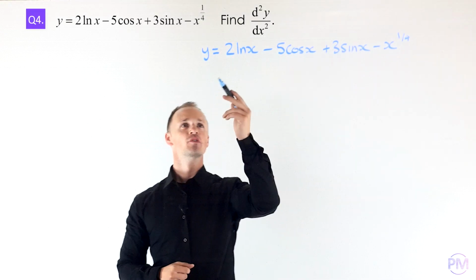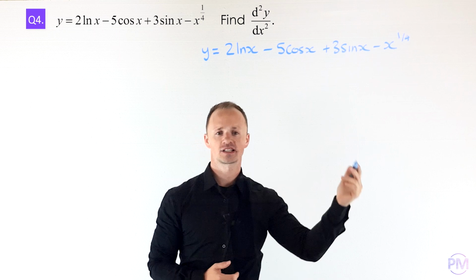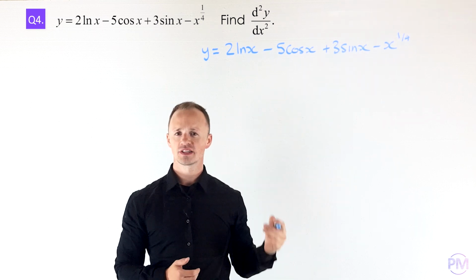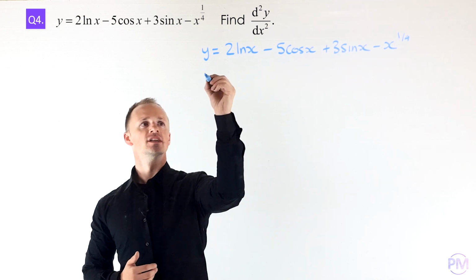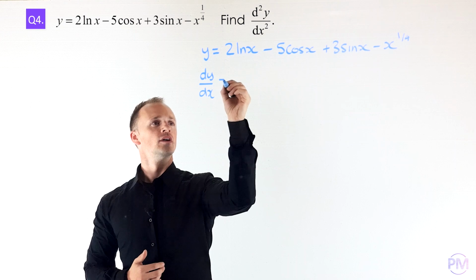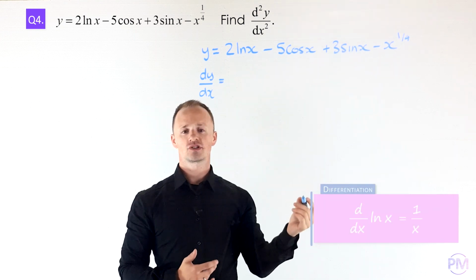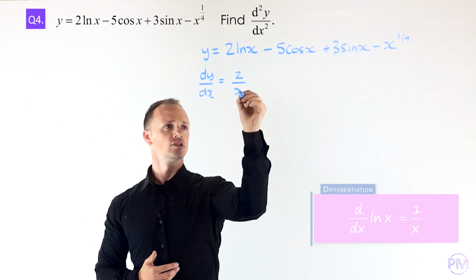In this example, we've got y equals 2 log x minus 5 cos x plus 3 sin x minus x to the power of 1/4, and we're going to find the second derivative. So we'll start by finding the first derivative, so dy by dx. We know that log x differentiates to 1 over x, so this becomes 2 over x.